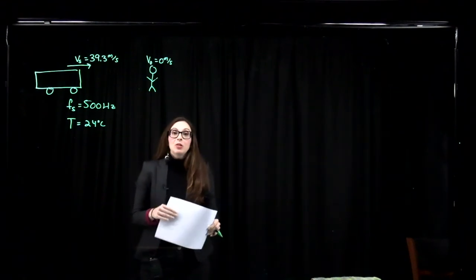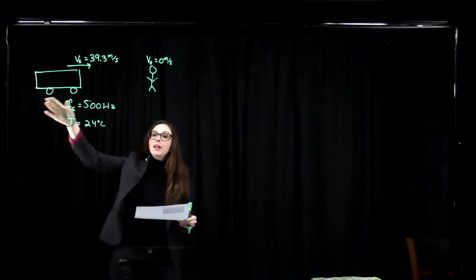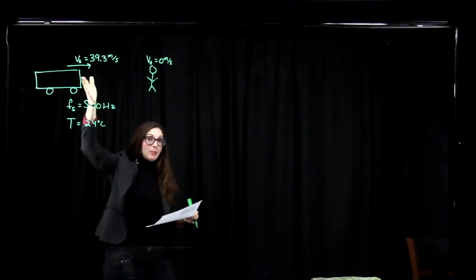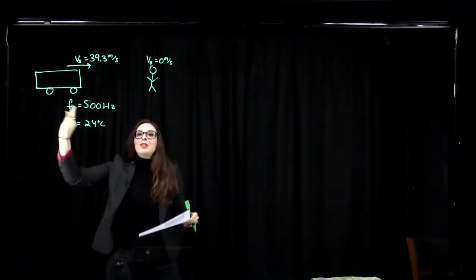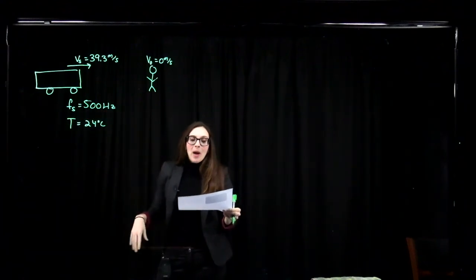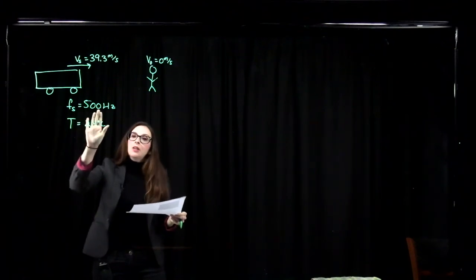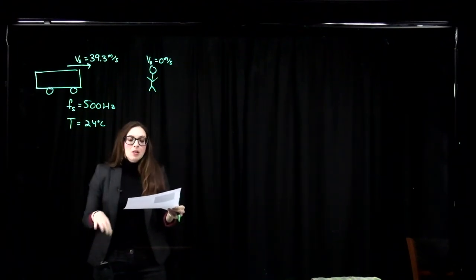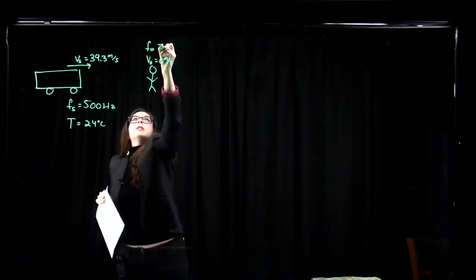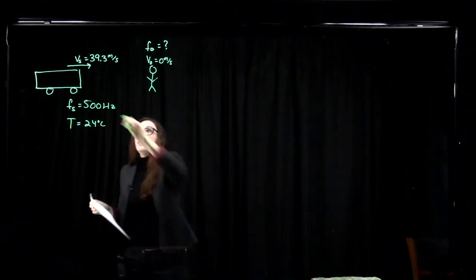This is a problem about Doppler shift. We have a train that is moving at a speed of 88 miles per hour, which is also 39.3 meters per second. 88, special because of Back to the Future. So this train is moving at 88 miles per hour, and it sounds its whistle, and its whistle has a frequency of 500 hertz. Determine the frequency heard by a stationary observer. This is over here: the frequency that the observer hears, question mark, as the train approaches the observer.